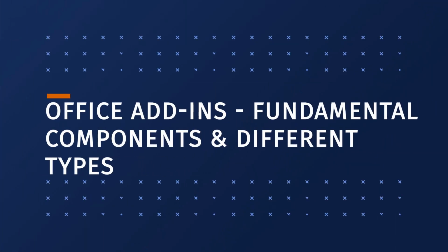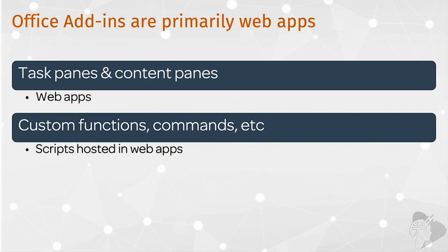In this lesson, we're going to talk about the fundamental components and different types of Office add-ins that you need to be aware of because you're going to get tested on these on the MS600 exam. Now, Office add-ins are implemented as web applications, and some types, such as task panes and content panes, are full-blown web apps. While other types of customizations like custom functions and commands are single script files that are hosted and loaded from an external web app. The exam is going to test you on your knowledge of the different types of add-ins and their capabilities. So let's take a moment in this lesson and look at the different types of add-ins that are available to us to create as a developer.